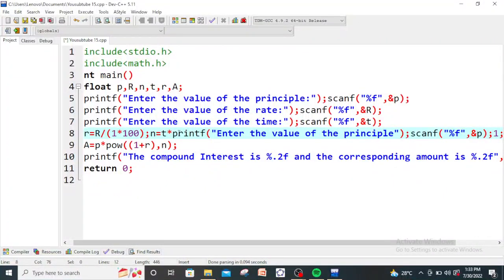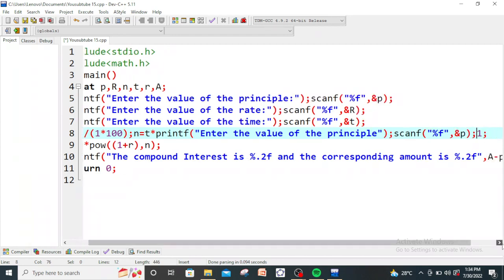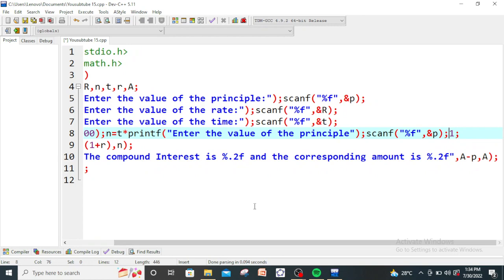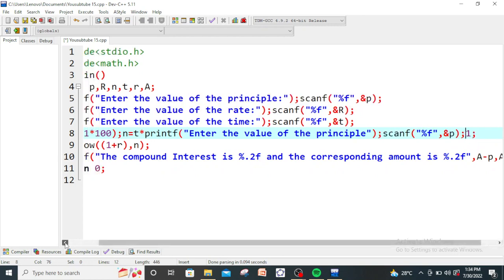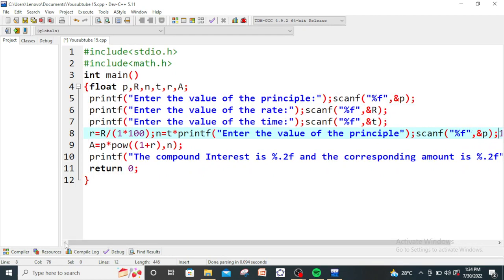Here you see a program to calculate the compound interest and the corresponding amount. Here is the total program. You can observe. Now I am explaining the steps.